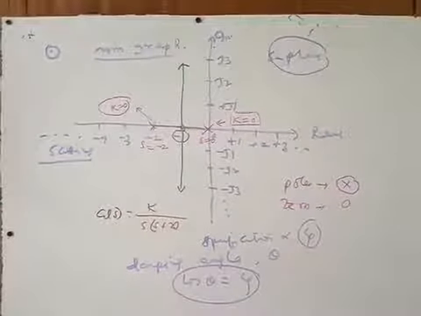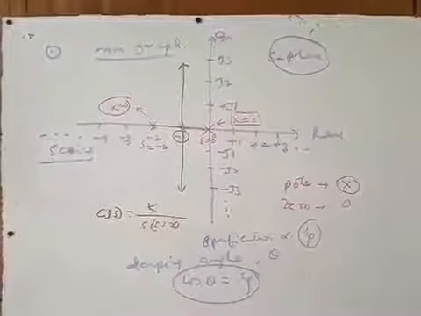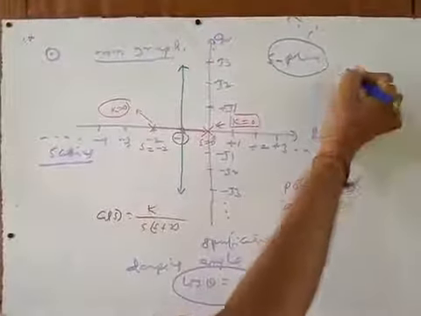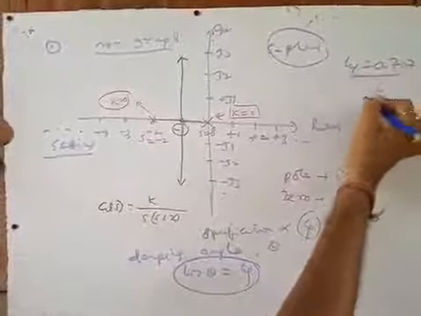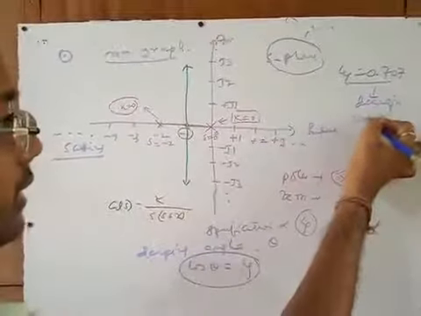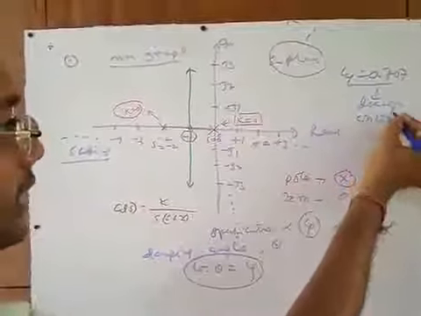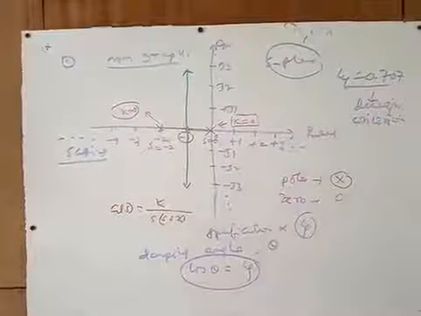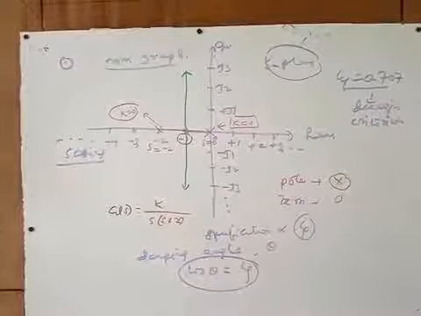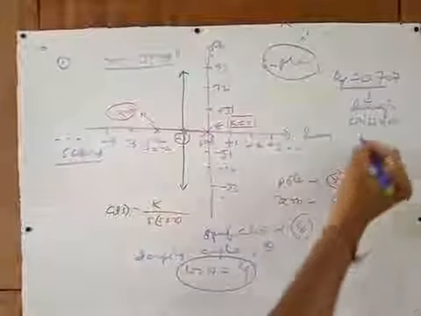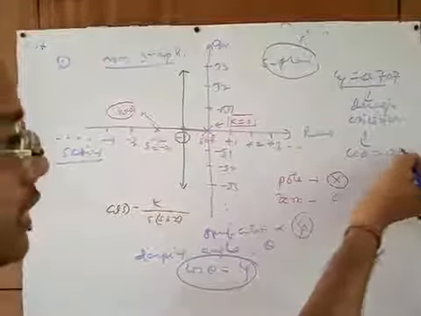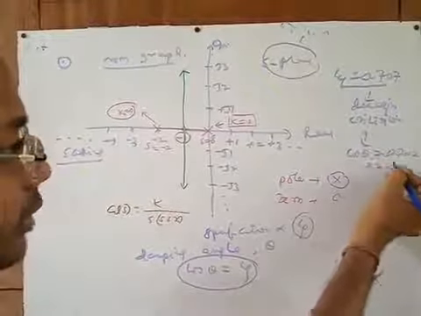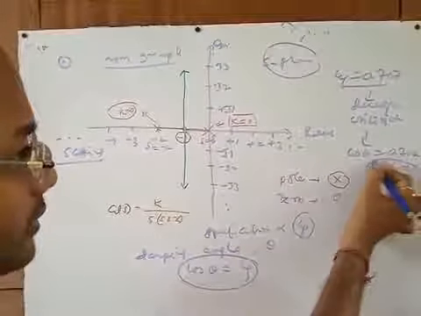Say for example, we will consider a system such that the damping ratio is 0.707. This is our design criteria, right? If a damping ratio of 0.707 is to be set, then the value of cos theta is equal to 0.707, and theta will be equal to 45 degrees.